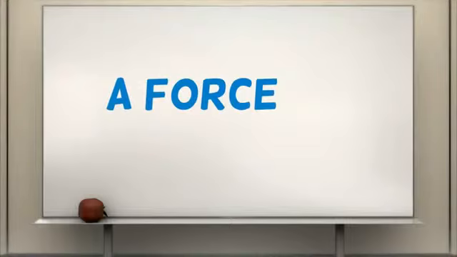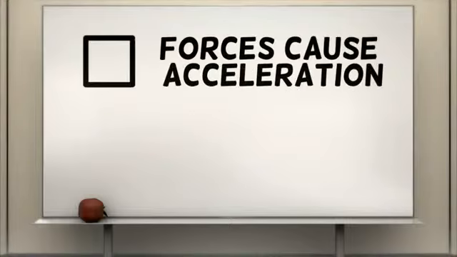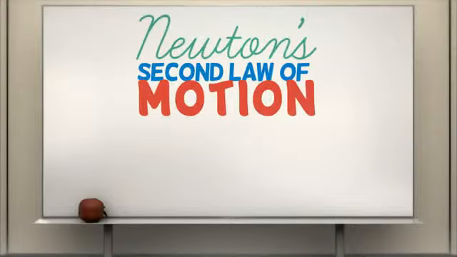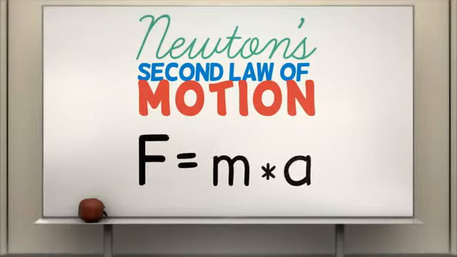So what is the next logical step in understanding why things move? If we now know that a force causes acceleration, we might also wonder how much acceleration we can get from a certain force. The answer to this is actually Newton's second law of motion. F is equal to m multiplied by a. This means that if you want to speed up an object by a certain amount, you will have to adjust your force depending on the mass of the object. Heavier objects need stronger forces.